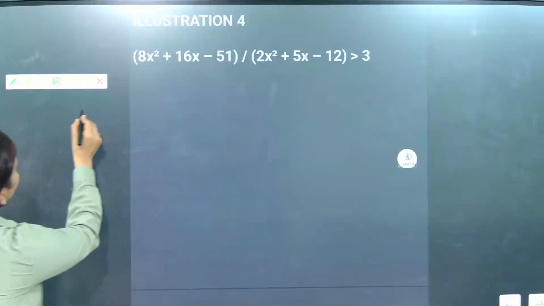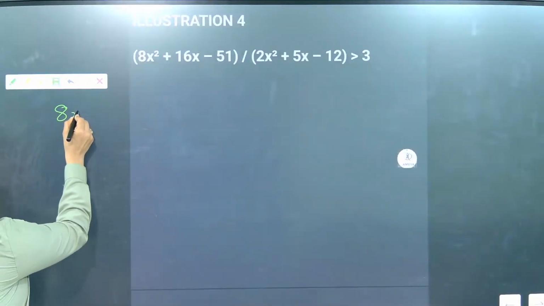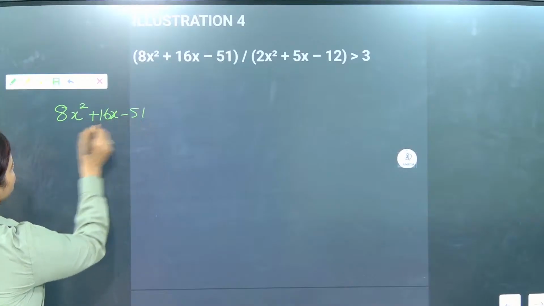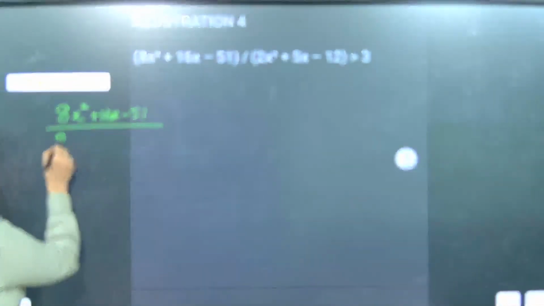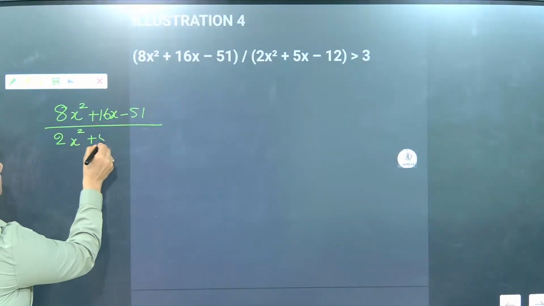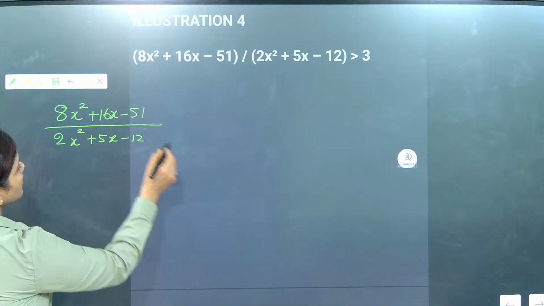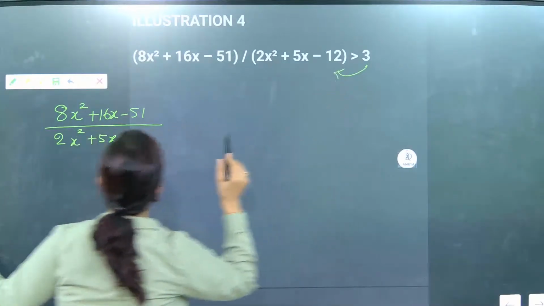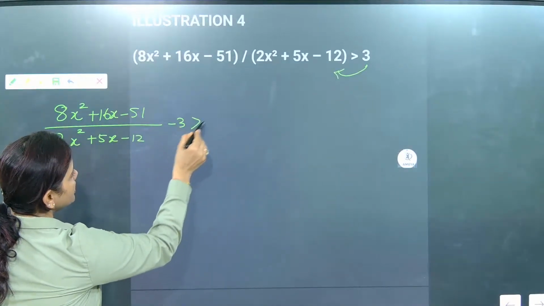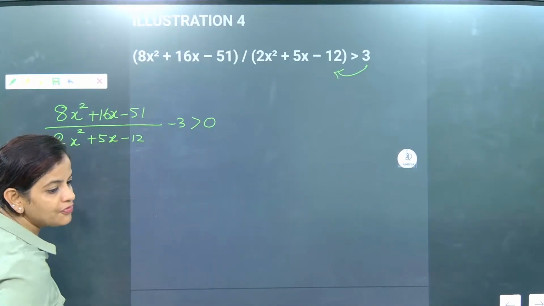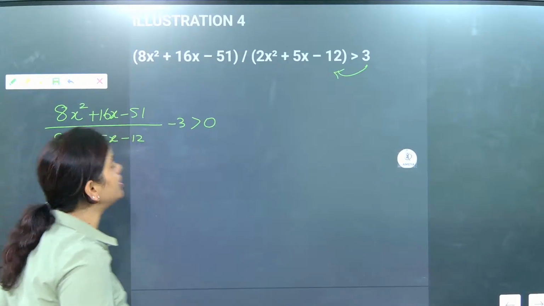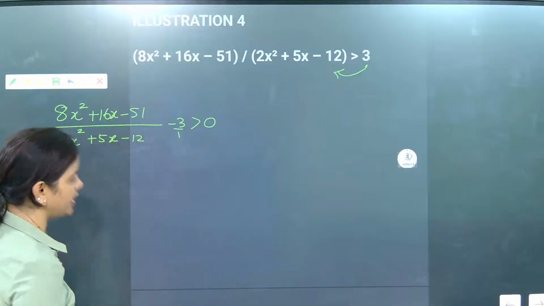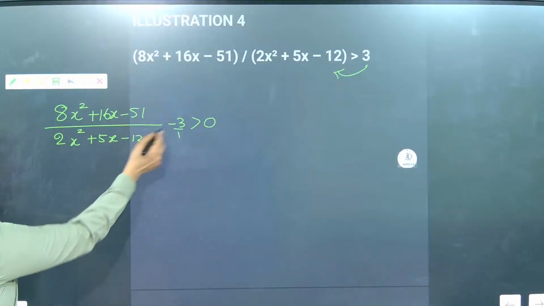Now look here, what is our question? (8x square plus 16x minus 51) by (2x square plus 5x minus 12) is greater than 3. So shift this 3 to this side, it becomes minus 3 greater than 0. Now what are we going to do? We are going to take the LCM and solve, because one side should be exactly 0. Okay, for solving, now this will multiply.